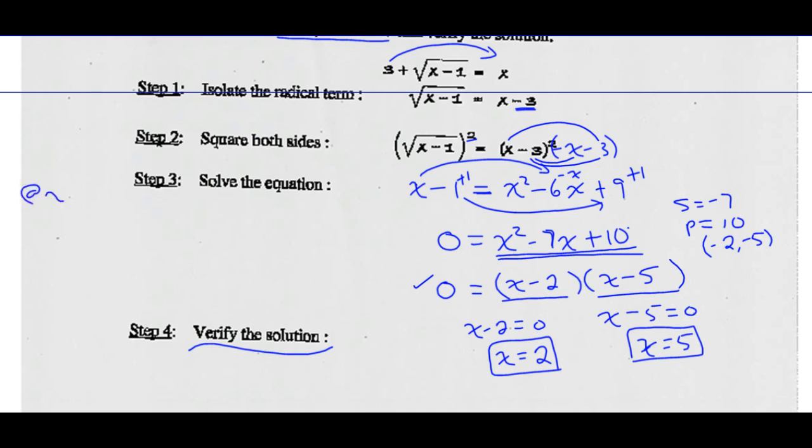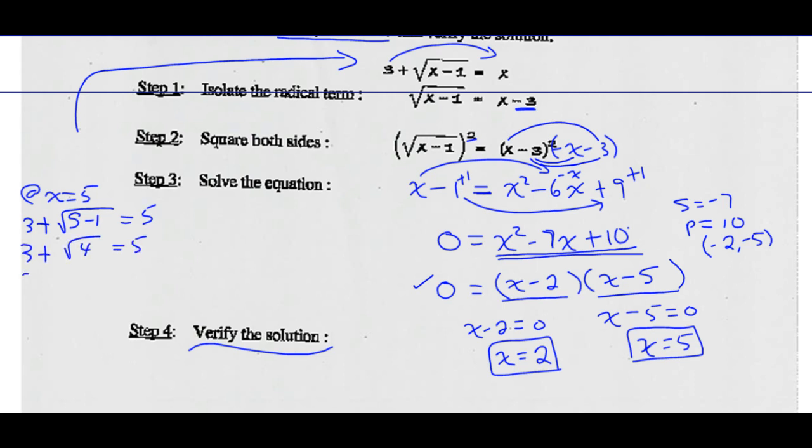So let's check at x equals 5. All right, so you go back to your original equation, which is right up here. 3 plus the square root of x minus 1 should equal x. x was 5. So 3 plus the square root of 5 minus 1, which is 4, should equal 5. Square root of 4 is 2. 3 plus 2 equals 5. Yes, that's a true statement. So this one verifies. That's very nice.